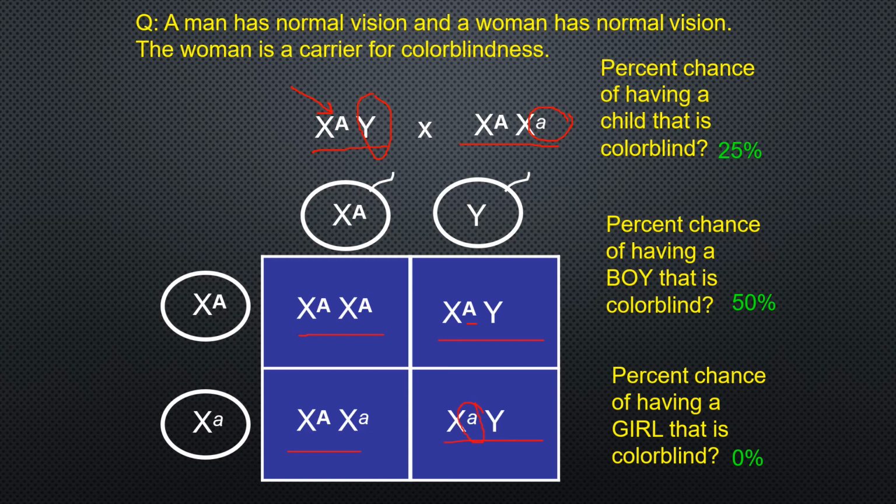So our percentages then mean that we have a 25% chance of having a child that is colorblind, right? Because only 1 out of 4 is colorblind. The percentage of having a boy that is colorblind is 50%. And the reason we say 50% is because we have 2 boys and 1 out of the 2 have colorblindness. The percentage of having a girl that is colorblind is 0% because we have 2 girls, 0 of which have colorblindness.